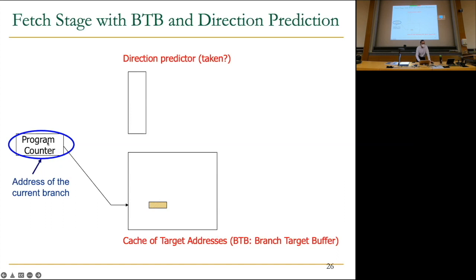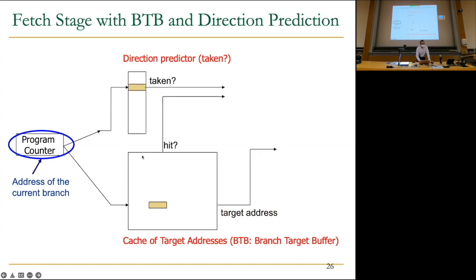Let's take a look at this first. You index the cache of target addresses. It returns an entry to you, the target address. It also says, oh, I hit, meaning I found an entry for this program counter. And then you also index the direction predictor concurrently. It tells you whether the branch should be taken or not taken, right? So these are the two major structures that we will see.